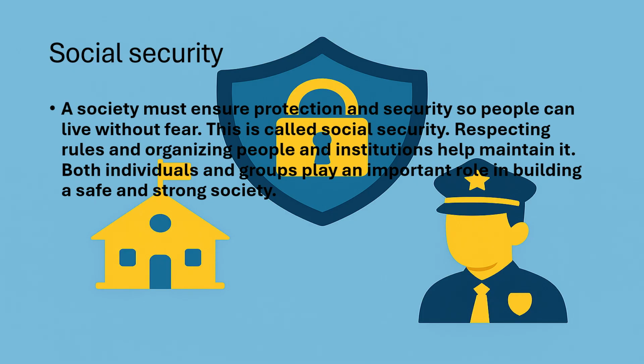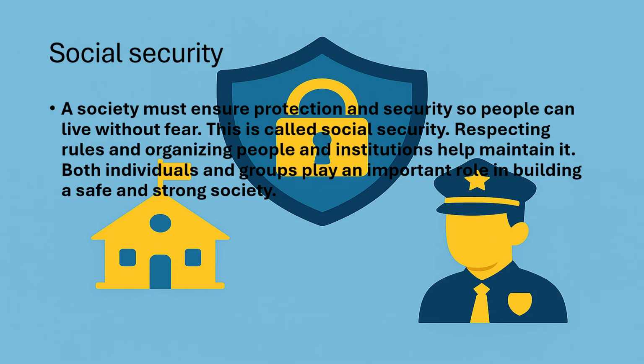A society must ensure protection and security so people can live without fear. This is called social security. Respecting rules and organizing people and institutions help maintain it. Both individuals and groups play an important role in building a safe and strong society.